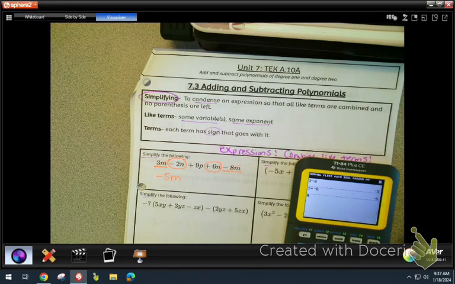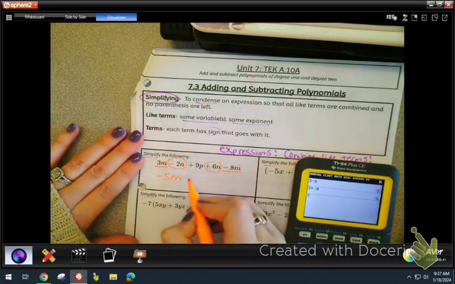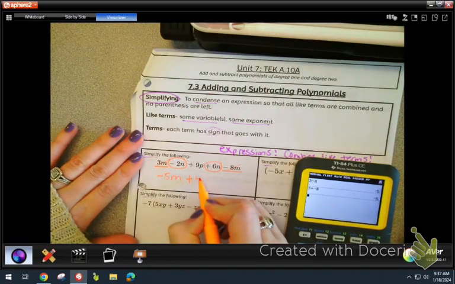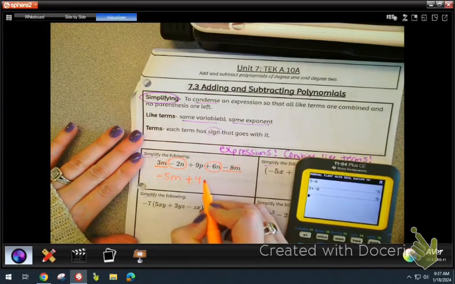Negative 2n and positive 6n. What is negative 2 plus 6? 4. What kind of 4? So I have to put a plus 4, and what makes those alike? They both have an n.